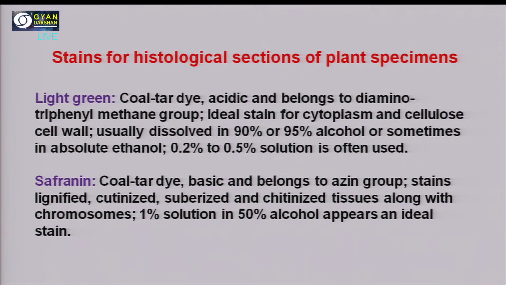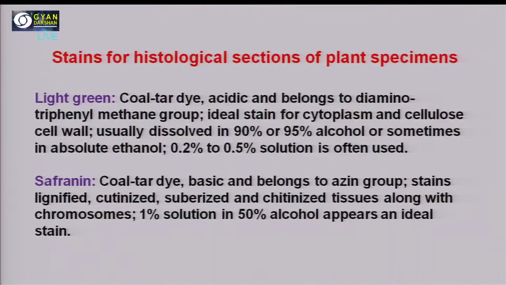Next we come to plant specimens. If you are asked to make a tissue section like a stem section or a root section, you have to make a transverse section of the tissue, and make sure that you don't make oblique sections. After the transverse section, you need to stain it. The two stains that we normally use are light green and safranin.